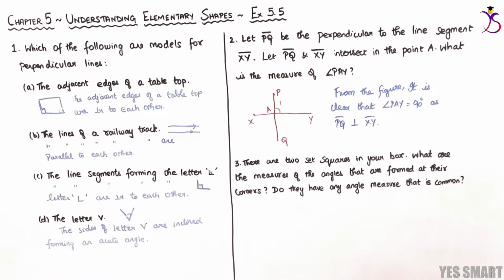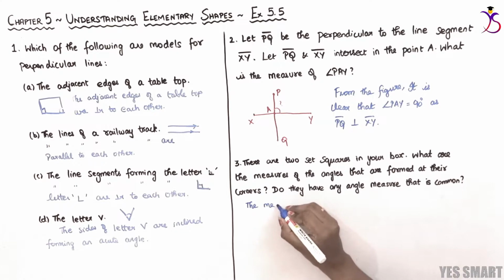Third sum, there are two set squares in your box. So there are two set squares in our box. What are the measures of the angles that are formed at their corners? They are asking us to find the angles that are formed at the corners of the set squares.